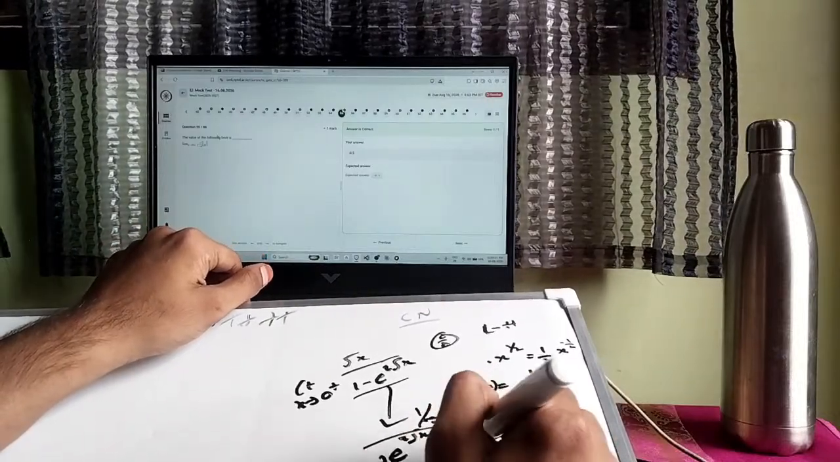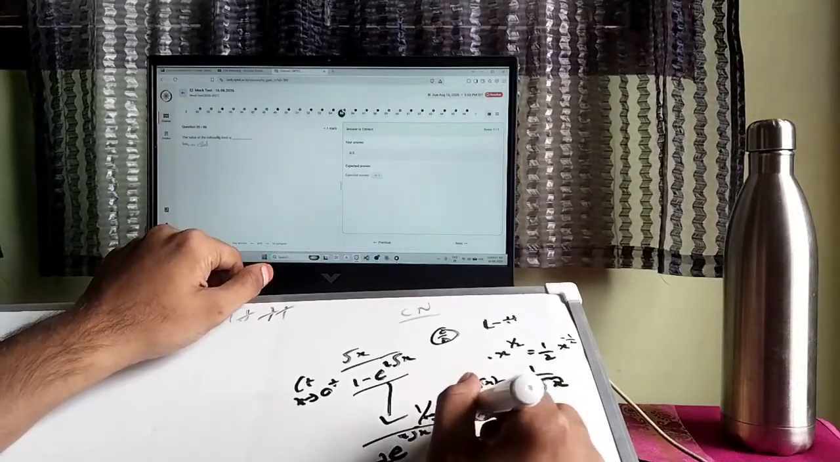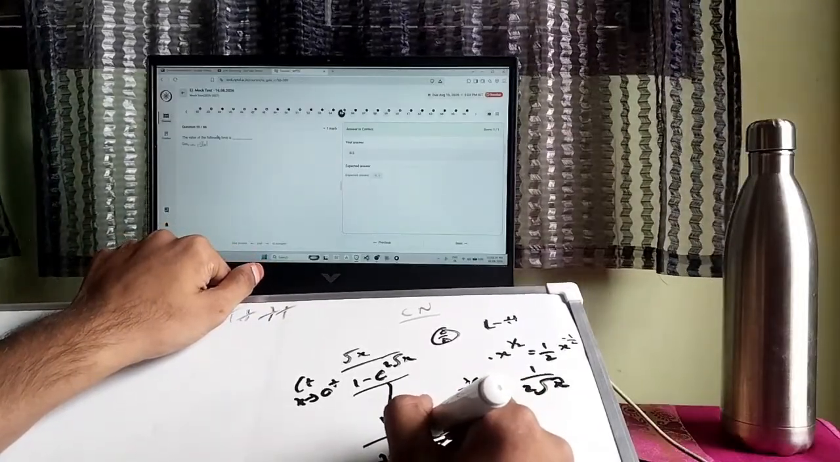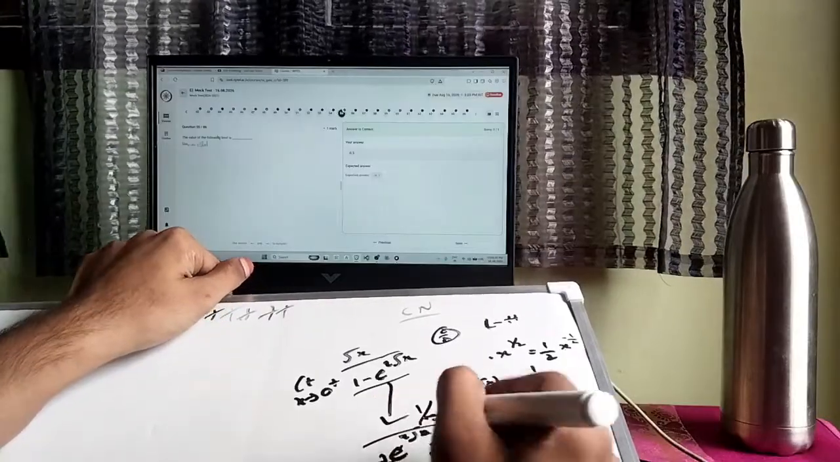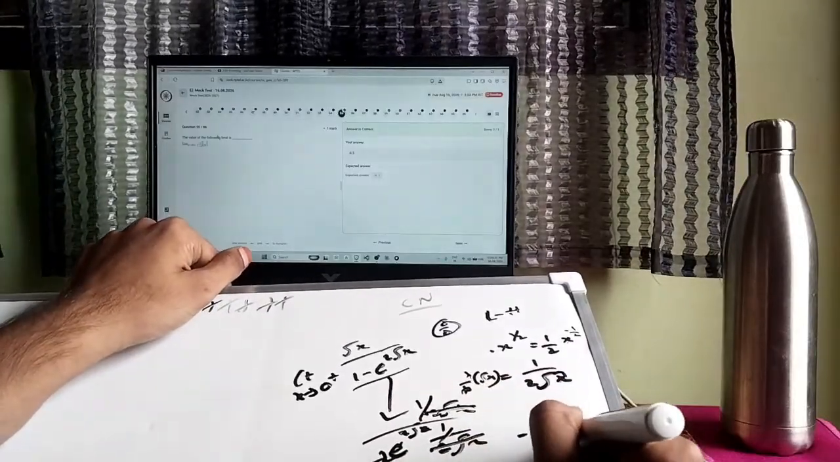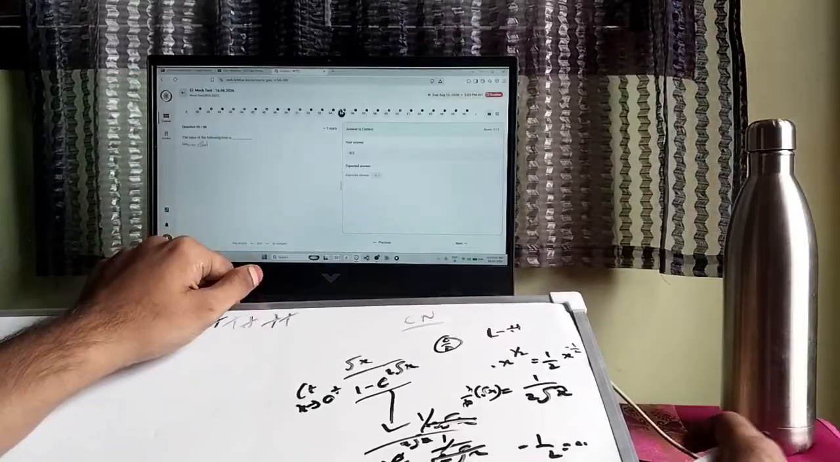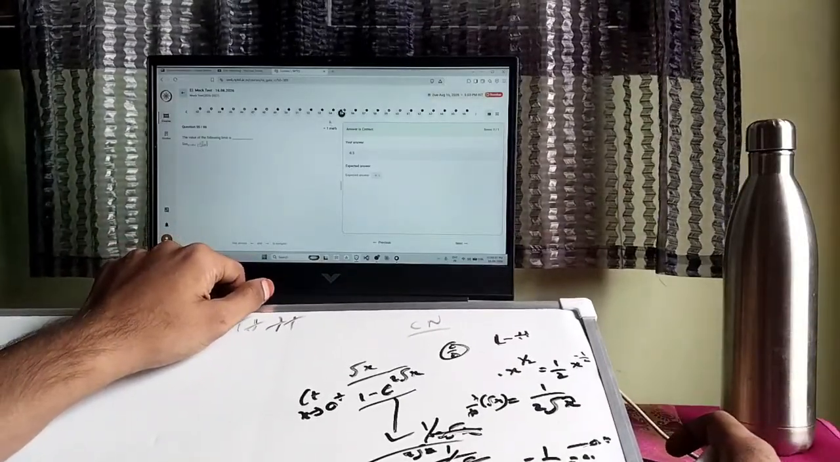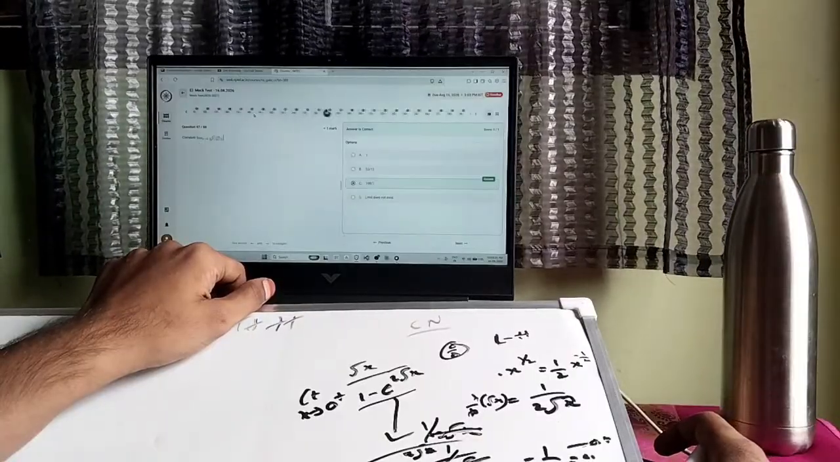So this 2 will cancel, and what next? If we keep 0 here, it will be 1. E power 0 will be 1, and here it will be minus 1 by 2. It will become minus 0.5. That's it. It will be the answer, minus 0.5. So corrected. And what is next correction?